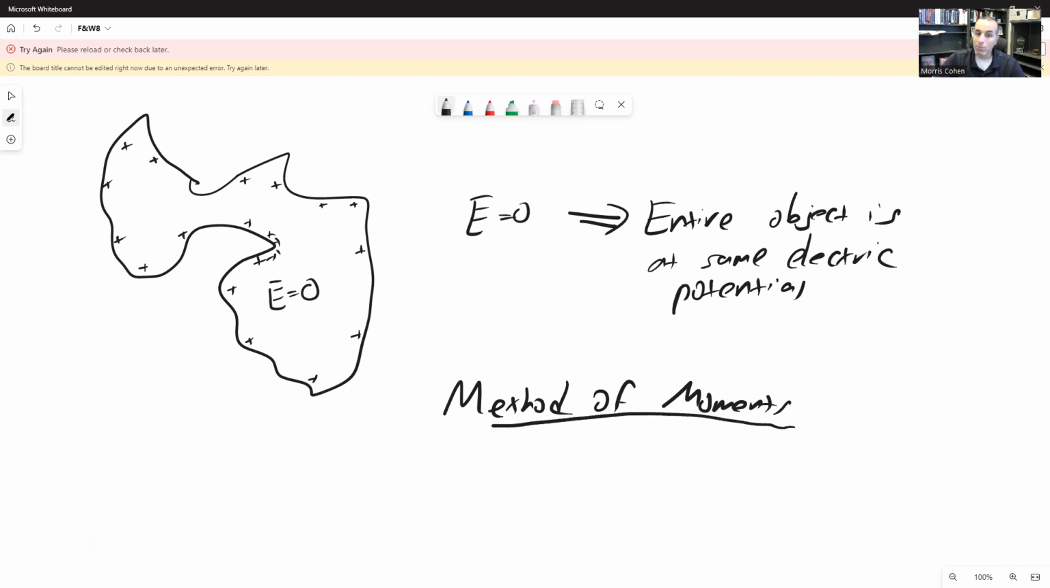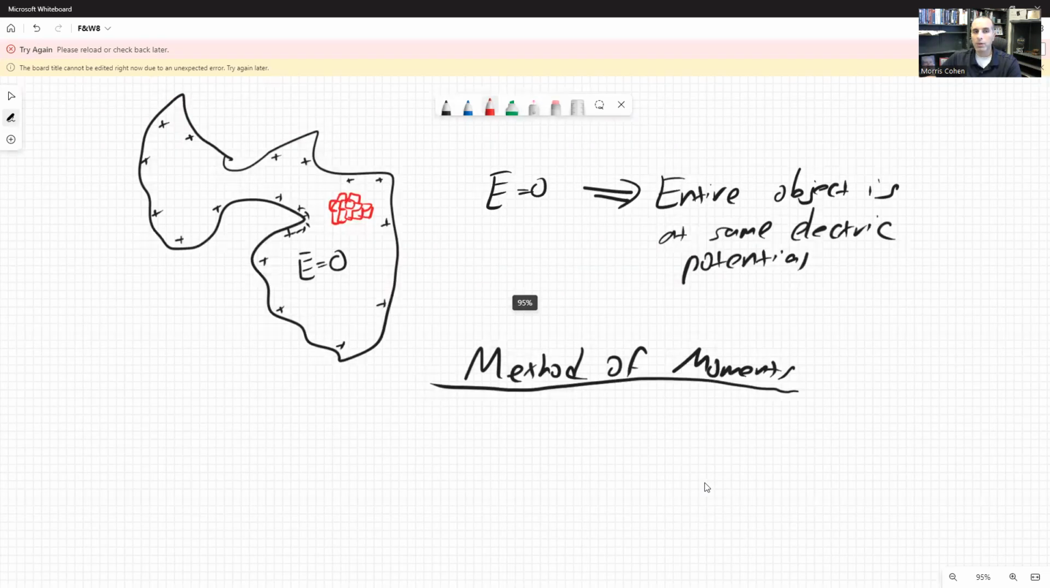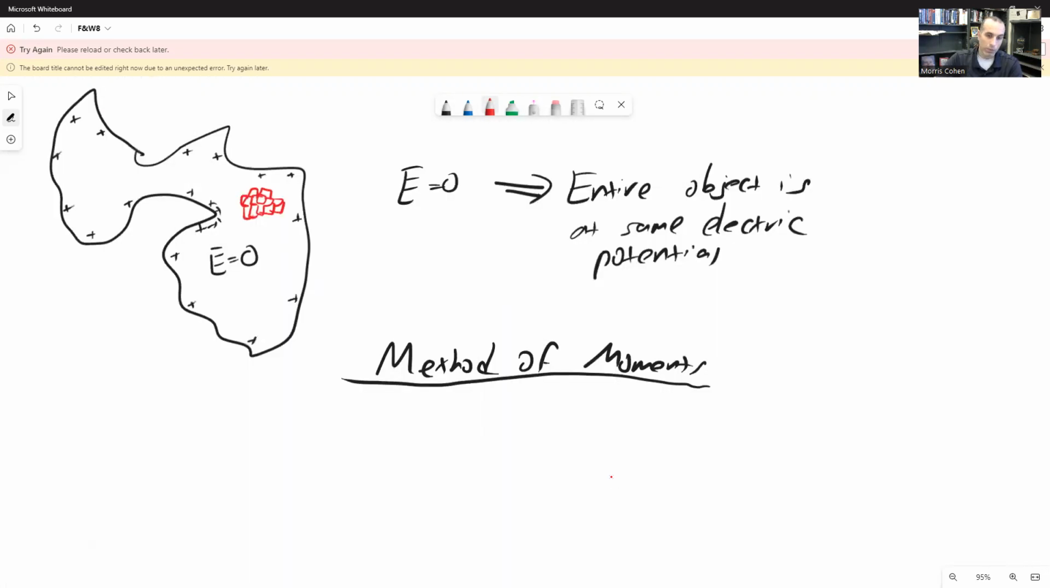The method of moments is a numerical technique that enables us to connect charges to voltage. And the way this is going to work is we're going to take our object and divide it up into a very large number of small squares that cover the entire object. And we're going to sum up the contributions of all of those squares together in order to figure out how the voltage and charge relate to each other. So if we take our definition of the potential from the sum of all those charges, we're going to write the following. First, let me just define a couple of terms.